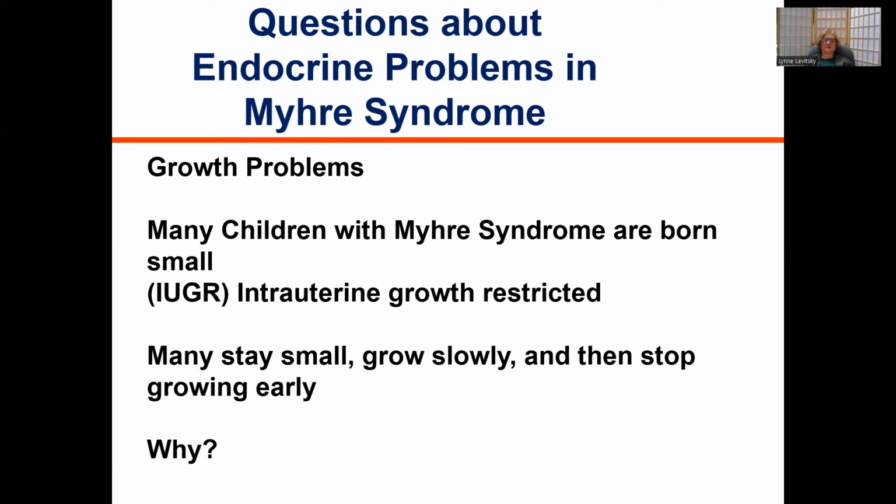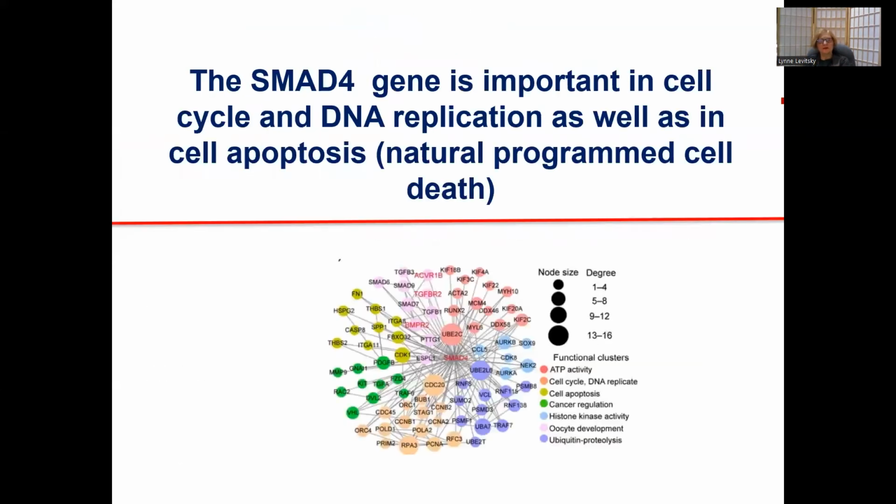Many stay small, grow slowly, and then stop growing early because they have rather early puberty, or their bones grow older faster and they fuse their growth plates. And the question for this is why? So let's go back to the SMAD4 gene in that picture I showed you before again. It's important in cell cycle and DNA replication, as well as the natural programmed cell death I talked about. So people who have this mutation, their bodies just aren't turning over fast enough to grow. They're not making enough cells to get bigger, as far as we can tell. And that's a simple explanation, but probably a reason why they stay this size and don't grow as well as others.